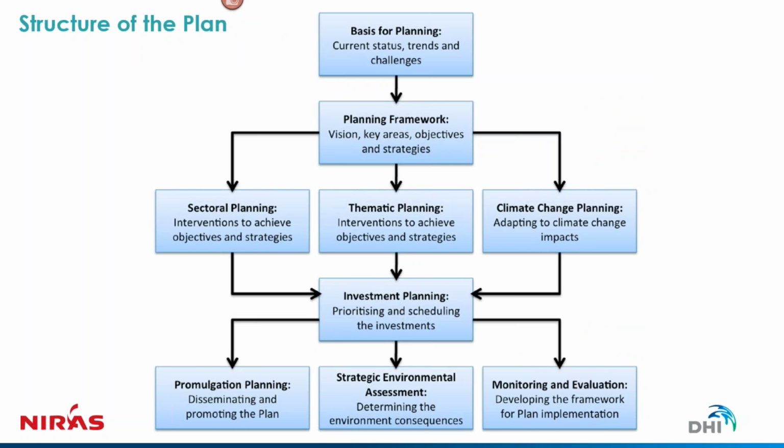The structure of the plan, which is being developed right now, is that the approach is to make a situation analysis. This is normally done in different types of assessments, and that is followed by defining a vision for the river basin, identifying key areas that need to be addressed, and the objectives that need to be achieved. And fourth, also the strategies recommended, setting what needs to be done in order to achieve the objectives.